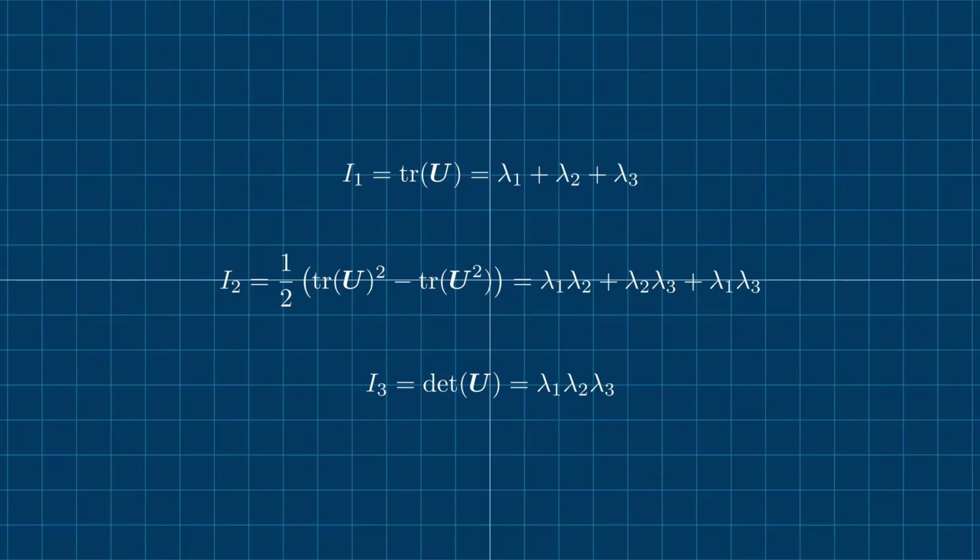Unfortunately, in 3D it's not so easy to visualize invariants. Symmetric second-order tensors have 6 independent components in 3D, so the invariants are functions of 6 variables.